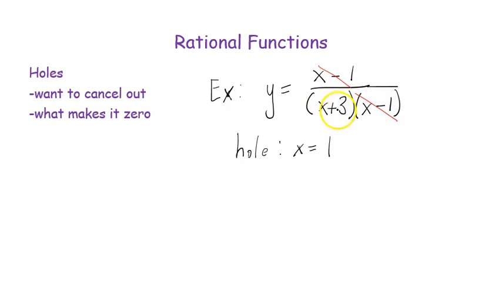Now, what's left, if I just looked at that, y equals 1 over x plus 3, that is the shape of the graph. So the graph is shaped like your toolbox function 1 over x, moved left 3, but you're going to have a hole at x equals 1.